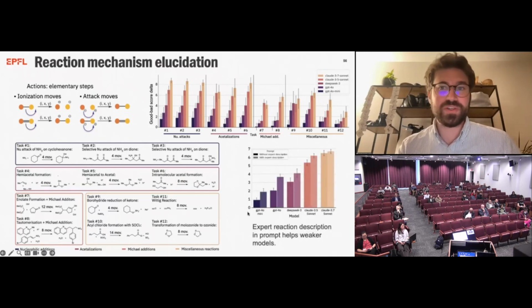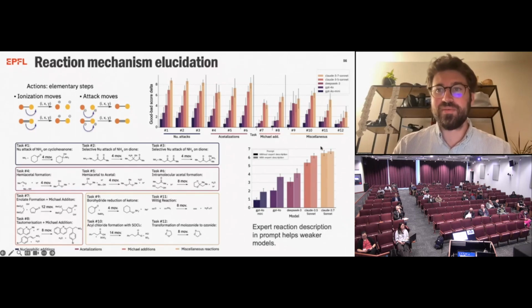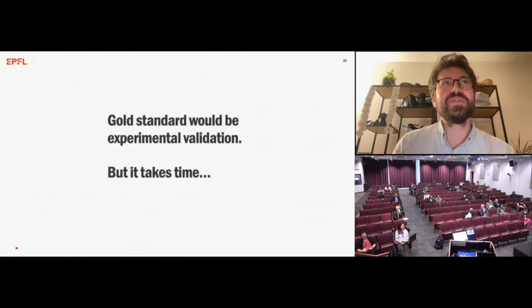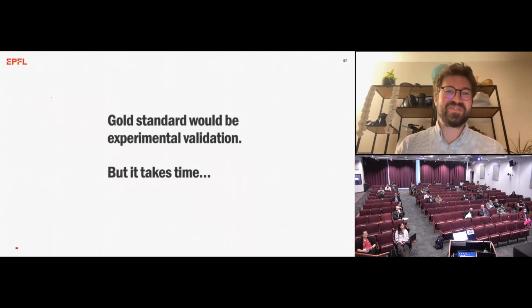And we also tried, at least at the beginning, to help the model with a description of the actual reaction that we are expecting, a general description, but those expert prompts for the best models do not help that much anymore. Yeah. In the end, those are all digital benchmarks, and what we should really aim for is experimental validation. And we're doing that, but my lab exists since 3 years, so it takes time.